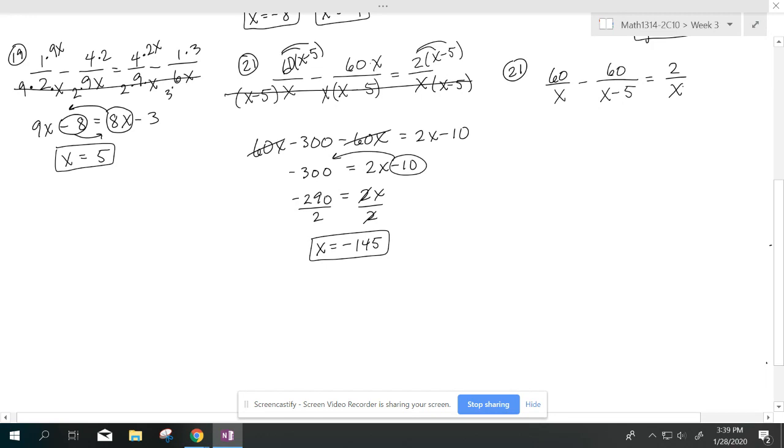Now, how many fractions are there? 3. Do any of those fractions already have a common denominator? So what I can do is I can actually put those two fractions together because they have a common denominator. If I bring this guy over, then I can put those two together. You understand what I'm saying? Okay, now just watch if you don't. So the 60 over x comes over, makes a minus 60 over x.